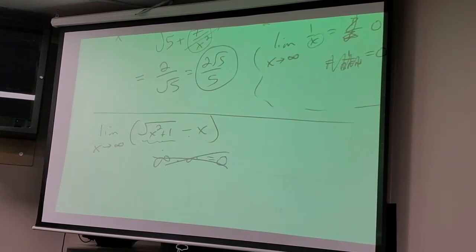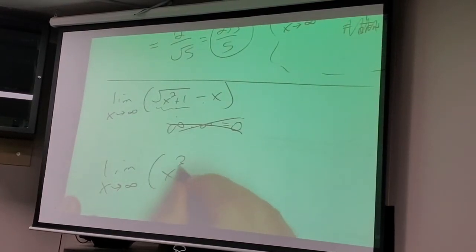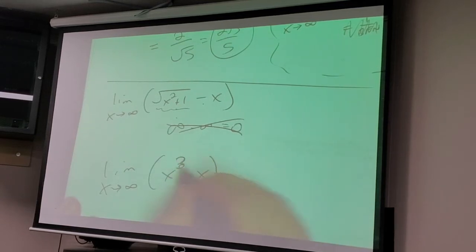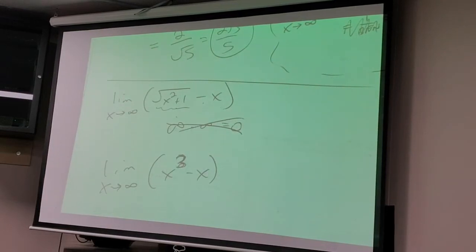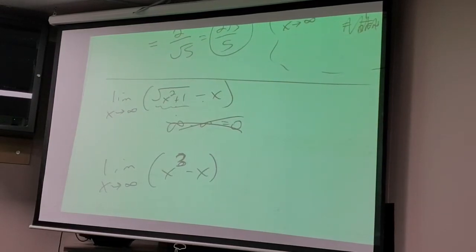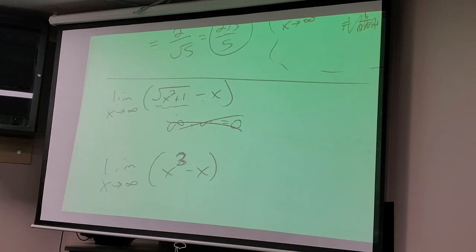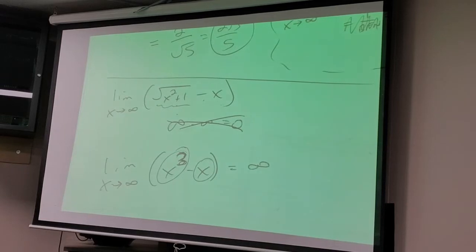Look at this example, an easier one to think about. Considering what I just said, x cubed is going faster than x. Yes. So what do you think that difference becomes over time? Infinity, right? Because this is going to infinity faster than that. I like it. So what would be the answer to the first one?